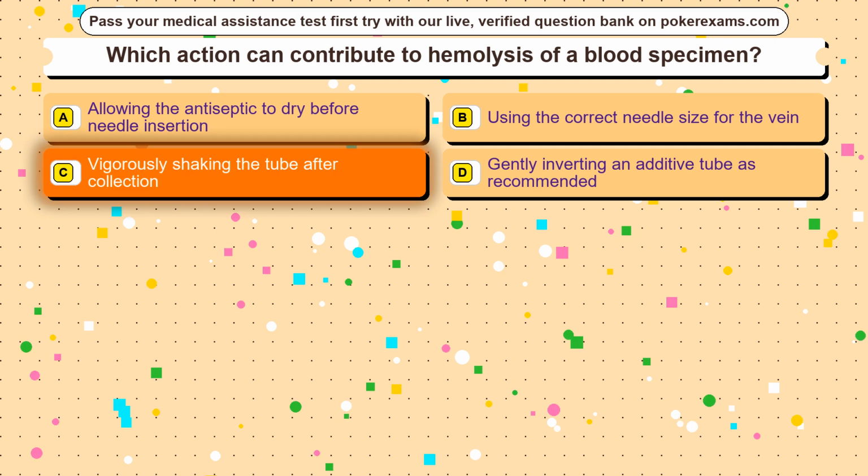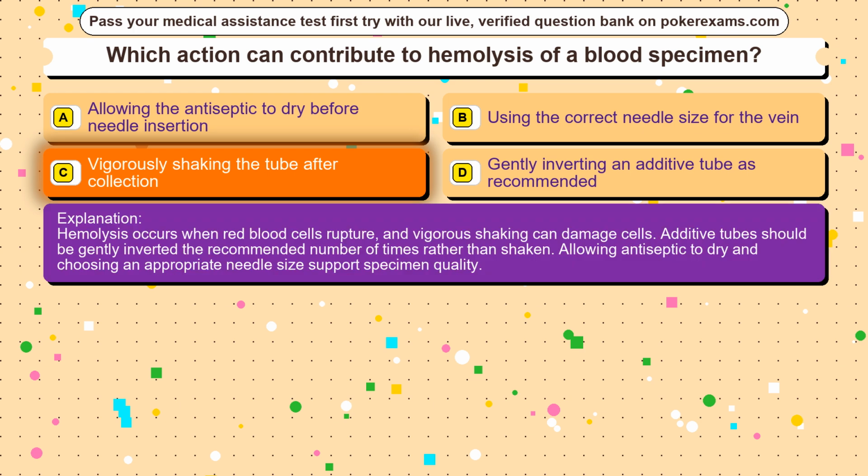The correct answer is option C, vigorously shaking the tube after collection. Hemolysis occurs when red blood cells rupture, and vigorous shaking can damage cells. Additive tubes should be gently inverted the recommended number of times rather than shaken. Allowing antiseptic to dry and choosing an appropriate needle size support specimen quality.